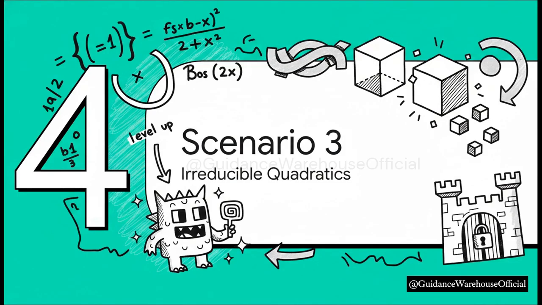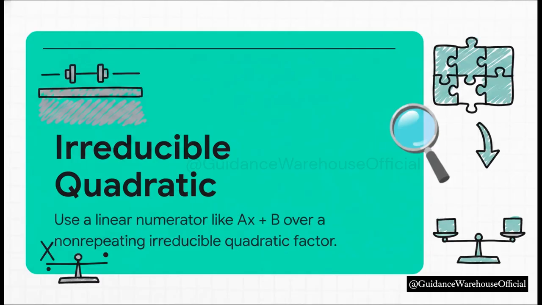Section 4, Scenario 3. Irreducible quadratics. Welcome to the ultimate boss-level concept for this explainer. When you have a quadratic denominator that just can't be broken down, something like x squared plus x plus 2, a simple constant letter a on top isn't mathematically strong enough anymore.